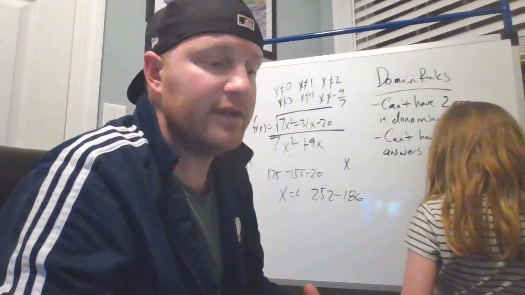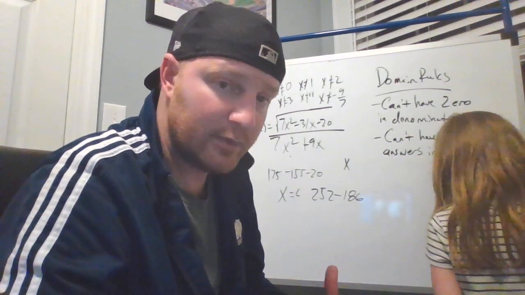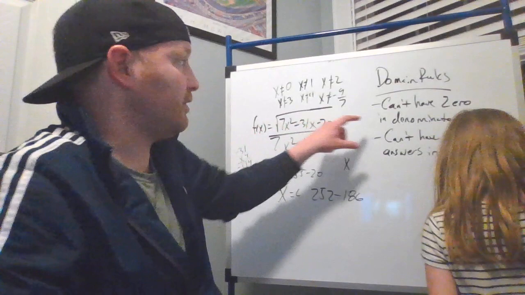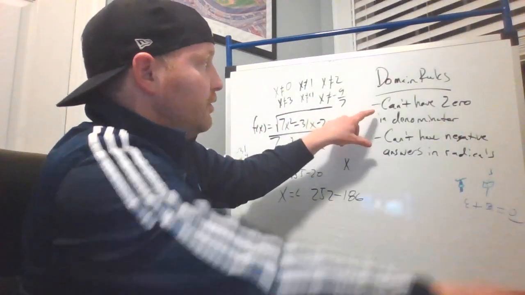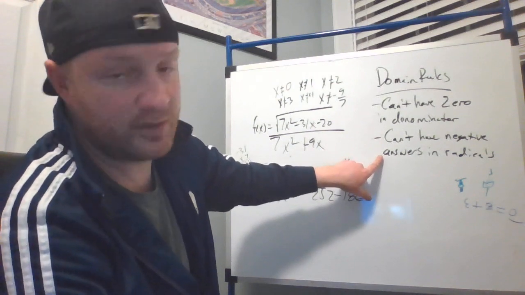Again, domain is what you cannot have as a possible input, hence domain, to make this function work. So again, you're following just these two rules. You cannot have 0 in the denominator. You cannot have negative answers in the radicals.